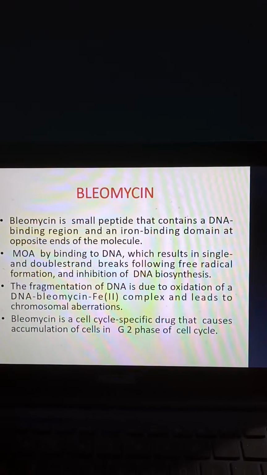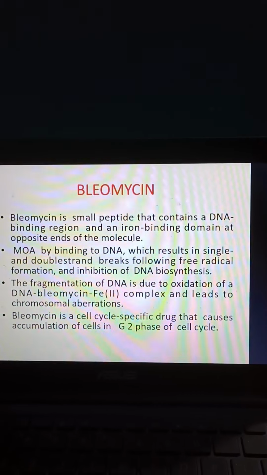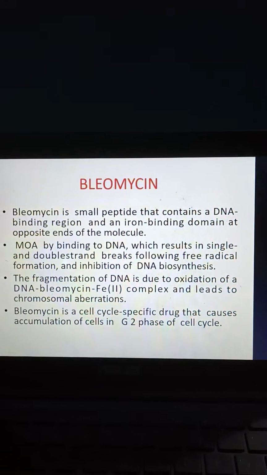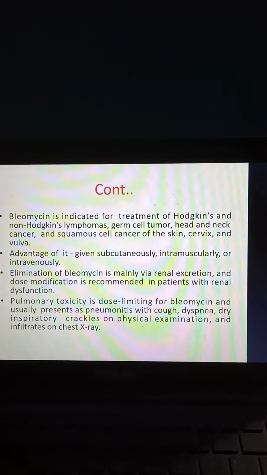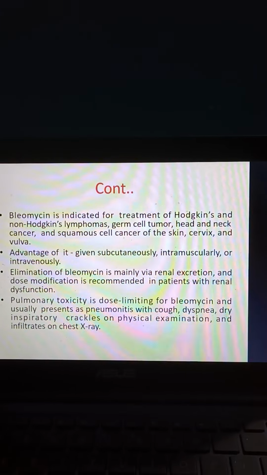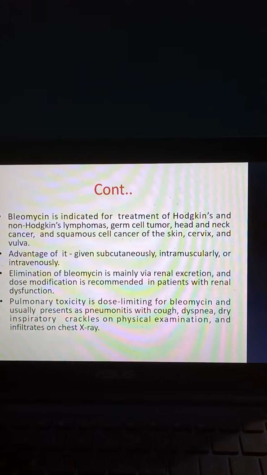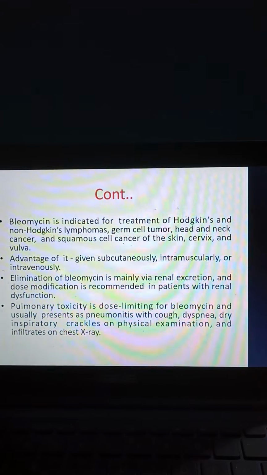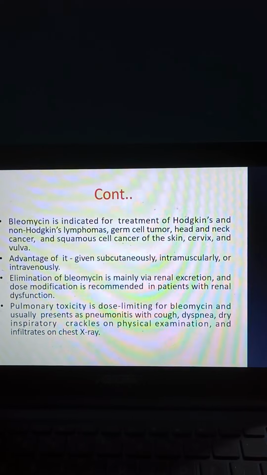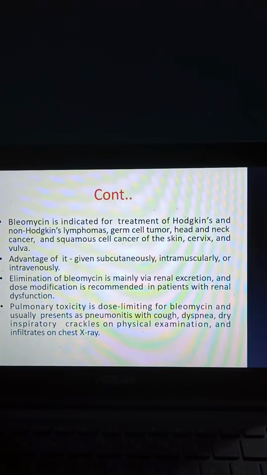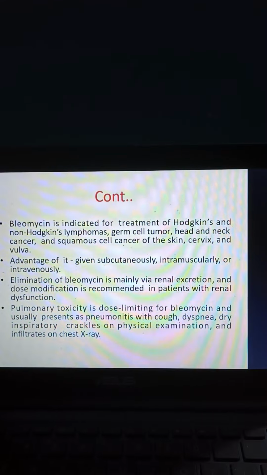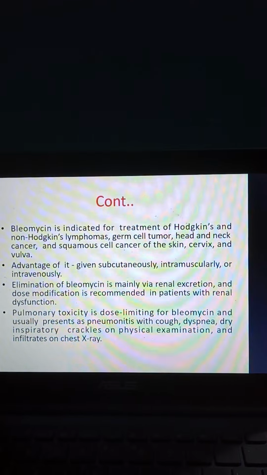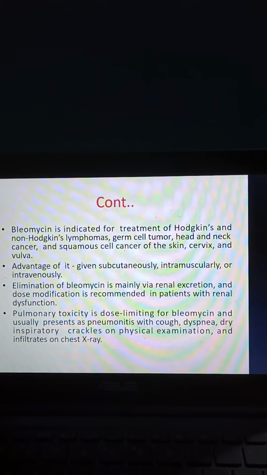Bleomycin is a cell cycle specific drug that causes accumulation of cells in the G2 phase of the cell cycle. Bleomycin is indicated for treatment of Hodgkin's and non-Hodgkin's lymphoma, germ cell tumor, head and neck cancer, and squamous cell cancer of the skin, cervix, and vulva. An advantage is that it can be given subcutaneously, intramuscularly, or intravenously.